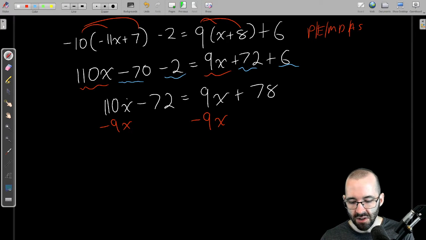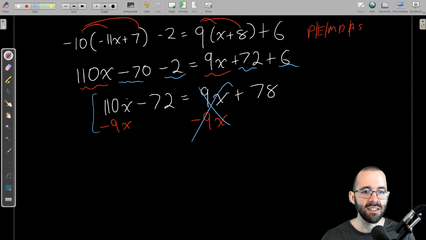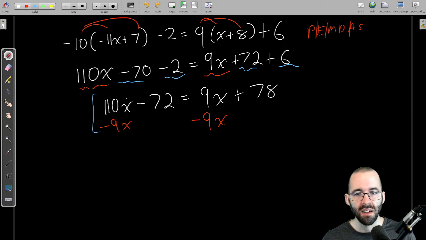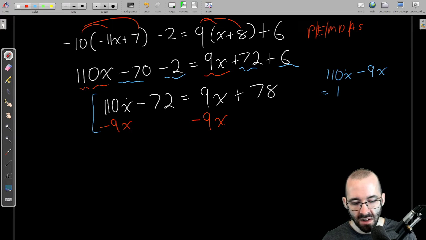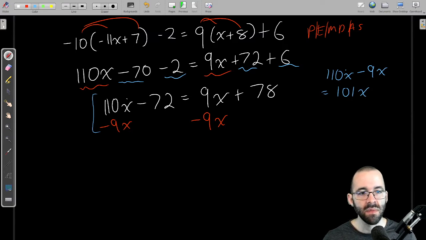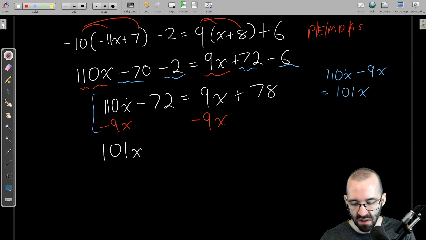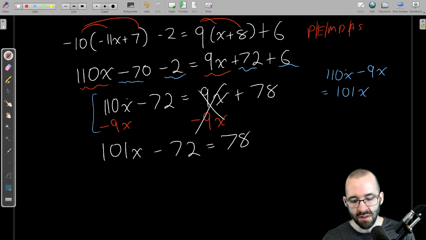Now let's look at this calculation real quick, because this one over here is easy. They just cancel. But on the left, we have 110 x's, and we're losing 9 of them. Well, if we had 110 of something, we're losing 9 of it. How many do we have left? 101 of them. So we have 101 x's left over. And then it's still being subtracted by 72. And on the right-hand side, these cancel. We're just left with the 78.